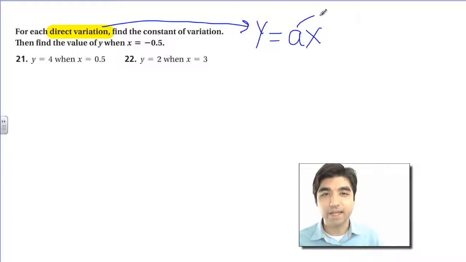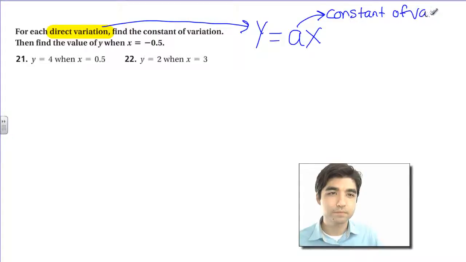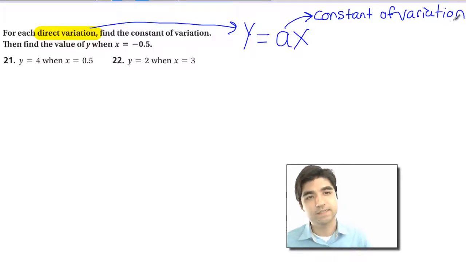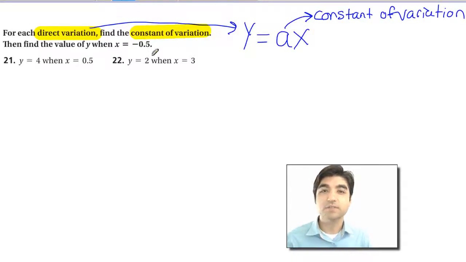Why? Because this a value is called the constant of variation. So they want us to find the constant of variation for each one of these problems, and then after we find the constant of variation, find the value of y when x equals negative 0.5. So it's a two-step problem.